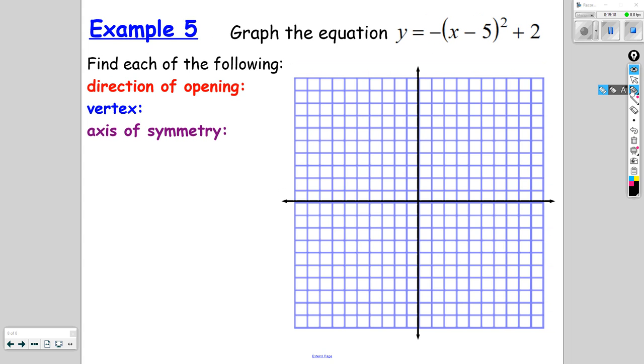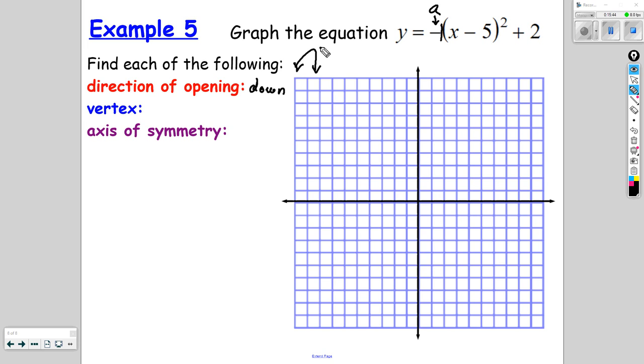So in example 5, we're going to take some shortcuts here and just use some of the patterns that we've seen before in parabolas to do this a little bit more quickly. All right, so once again, we still start in the same place. We got to figure out the direction of opening. So A is negative 1 in this example, and since it's negative, the direction is going to be down. So we're going to have like an upside down parabola, kind of looks like a hill.